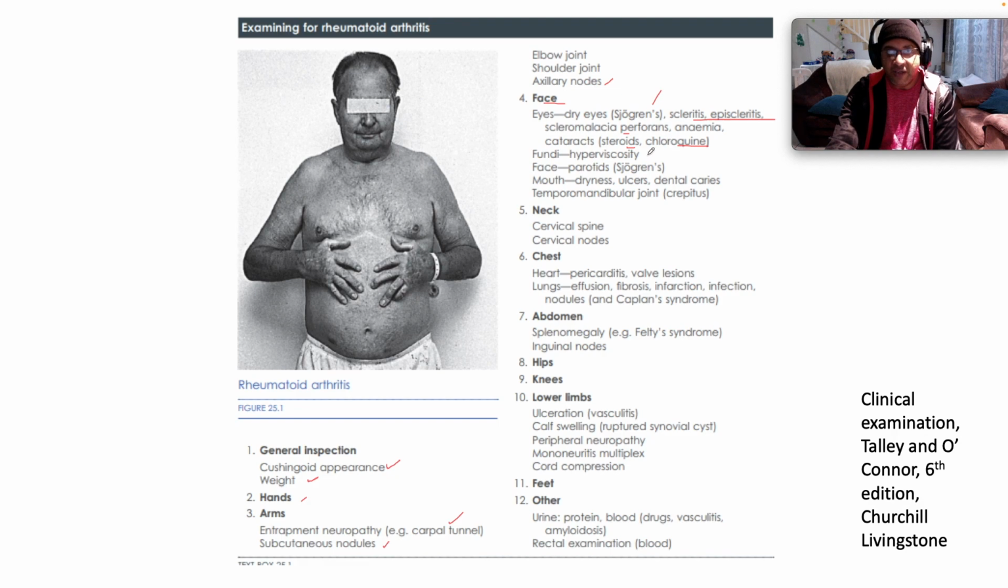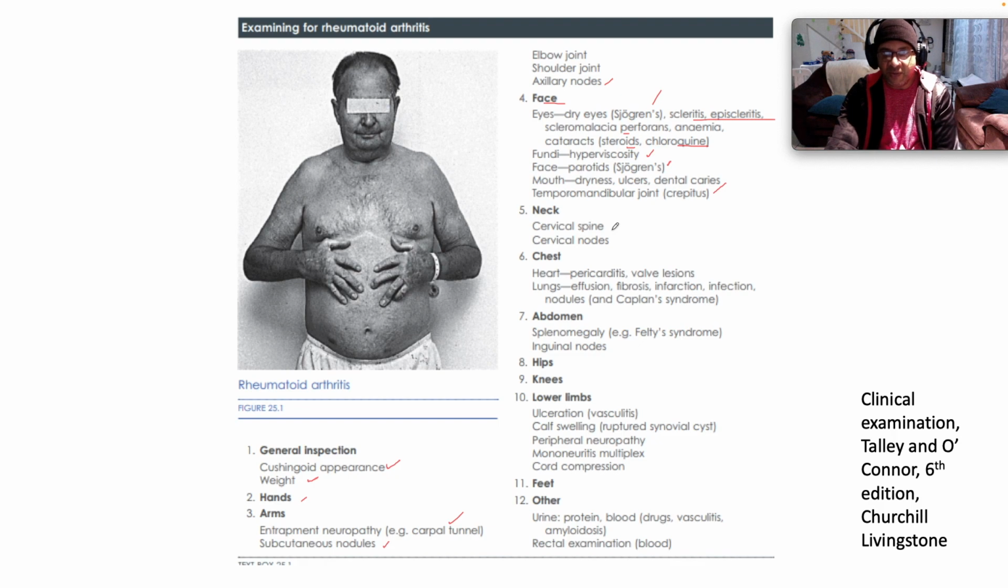In the fundi, you might have changes of hyperviscosity, so a very plethoric fundus, which may predispose to clot formation, etc. In the face, you may have parotids, which once again speaks to Sjogren's. In the mouth, you may have dryness, ulcers, and dental caries. Temporomandibular joint, you may have crepitus.